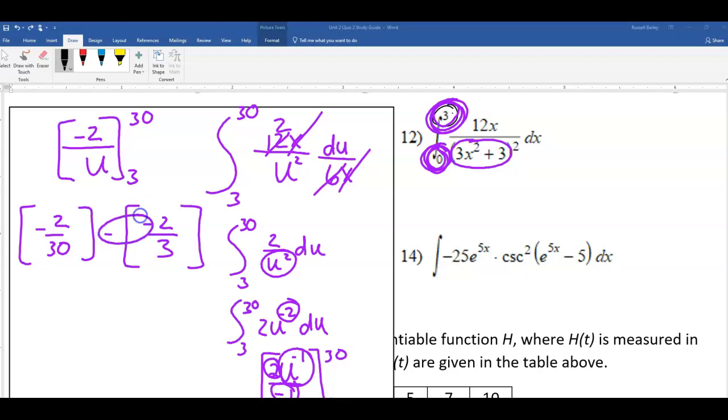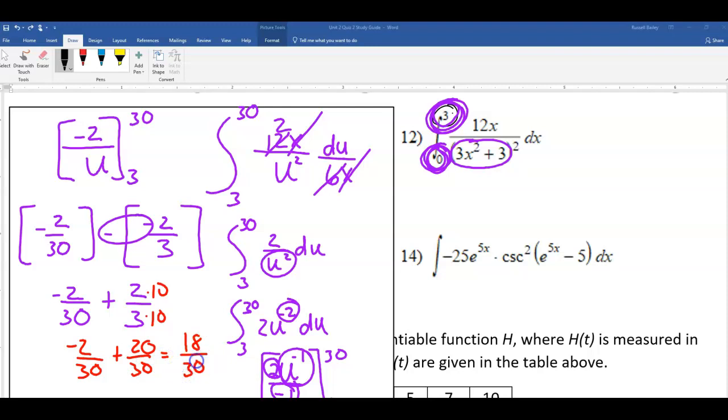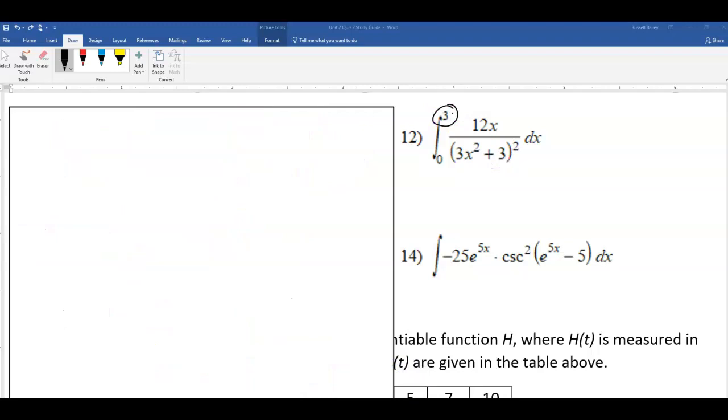All right, so notice the double negatives here. So I've got negative 2 over 30 plus 2 over 3. Now if I want to get a common denominator, I'd multiply the top and the bottom by 10. And that would be negative 2 over 30 plus 20 over 30, which is 18 over 30, which reduces to 9/15 is the final answer there. So there you guys have it on number 12. Let's go ahead and take a look at number 14.